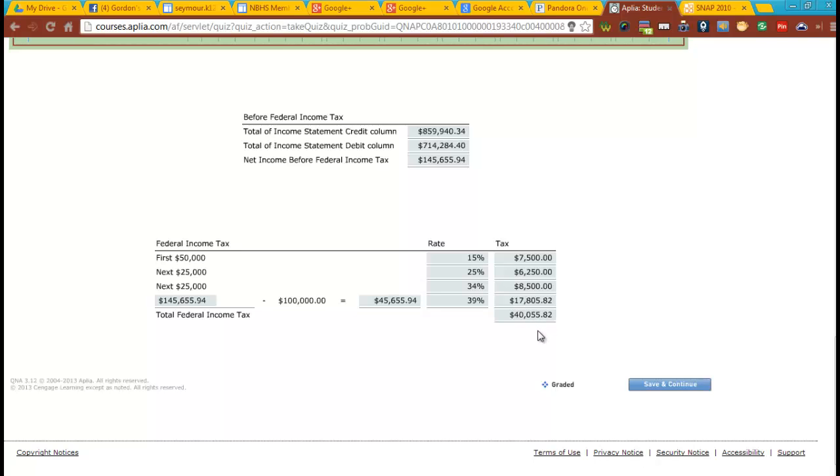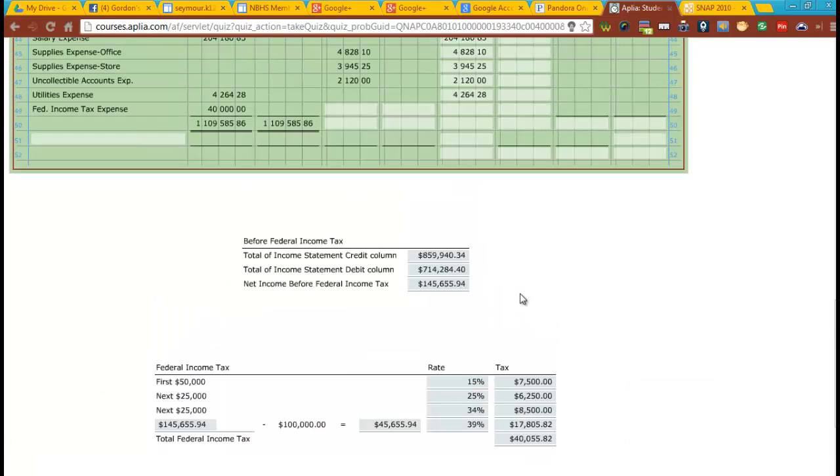What is our adjustment going to be? $55.82. Debit or credit? It needs to be a debit. Why? We have to get it to go up. We need our federal income tax expense to be $40,055.82. So I need to debit federal income tax expense $55.82. Now, you can't have a debit without a credit. Where does it go? Up here, right there.